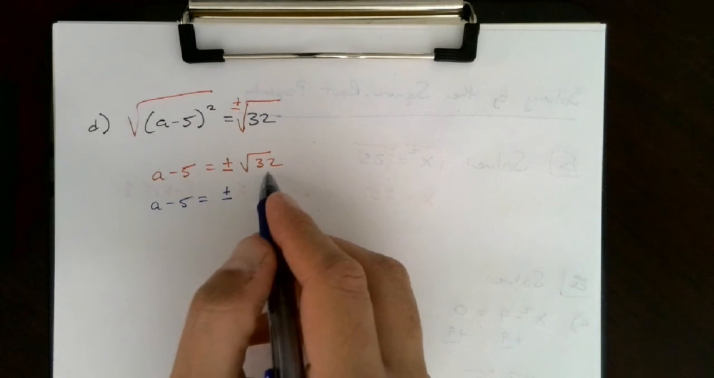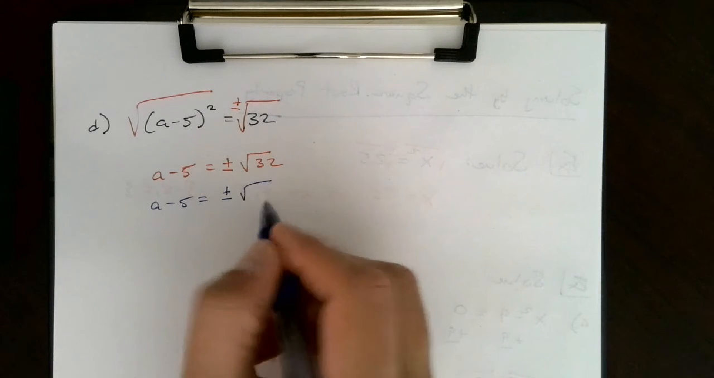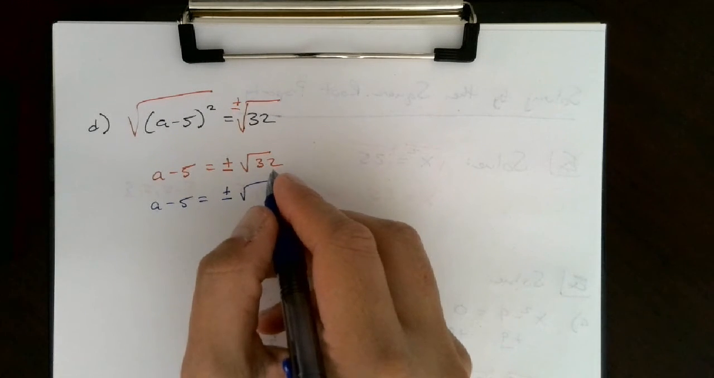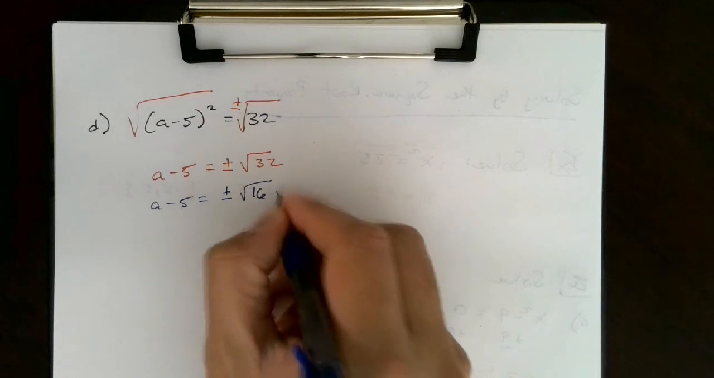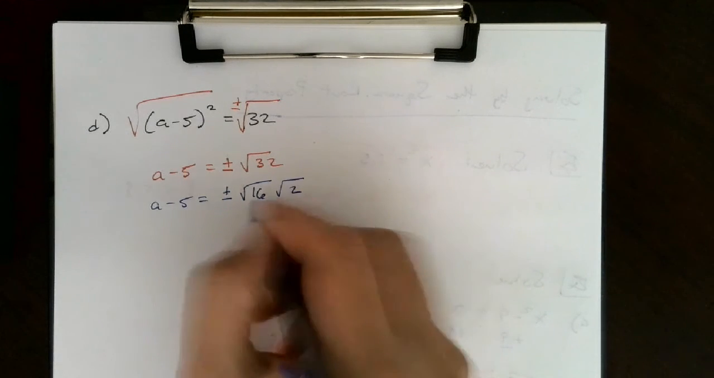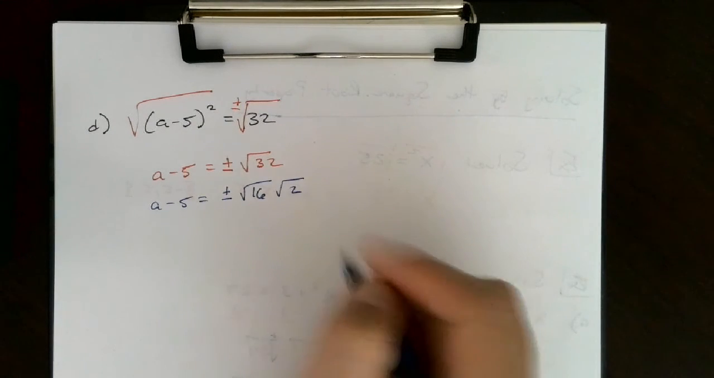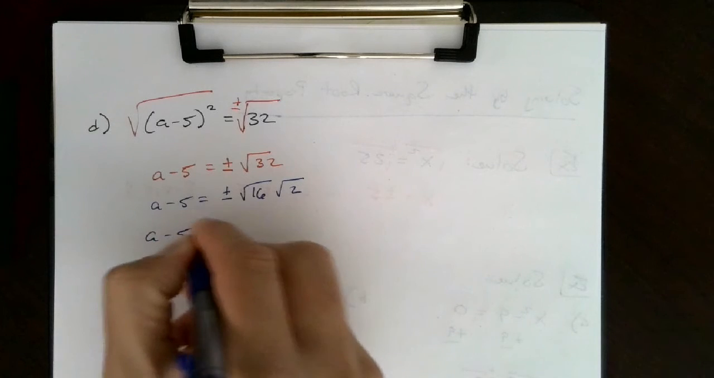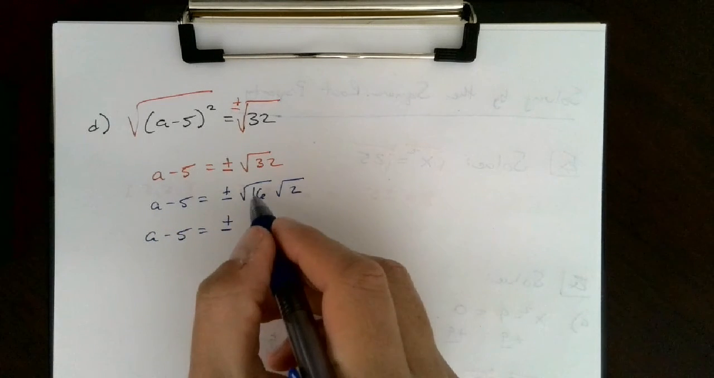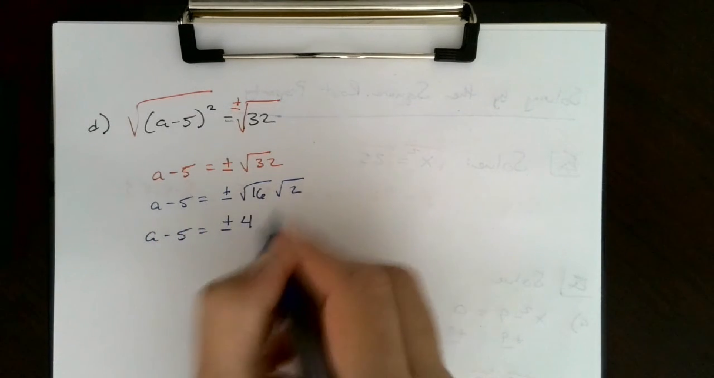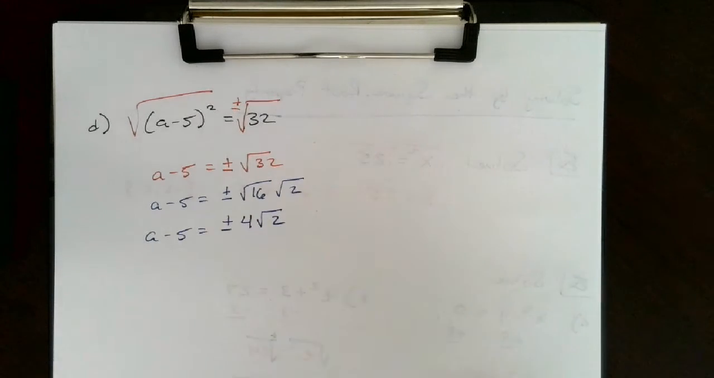Well, what's the square root of 32? The highest perfect square factor of 32 is 16. The non-perfect square factor that goes with it is 2. 16 times 2 gives you 32. And so we're left with a minus 5 equals, keep plus or minus in front here, the square root of 16. Now you evaluate it to 4. The square root of 2 stays that.